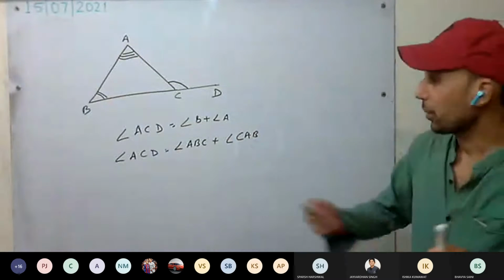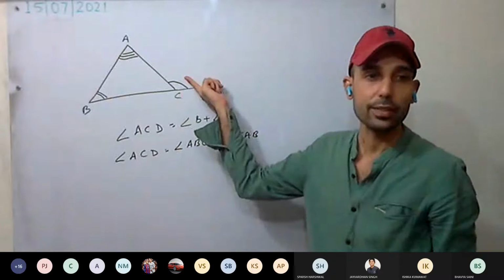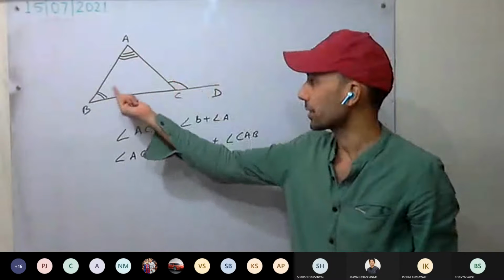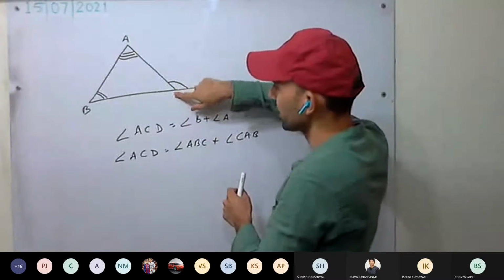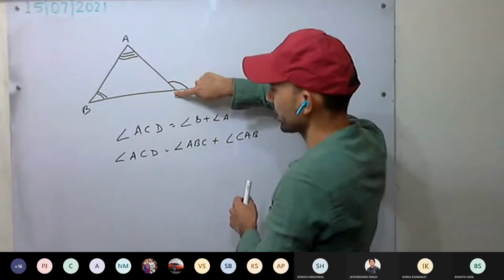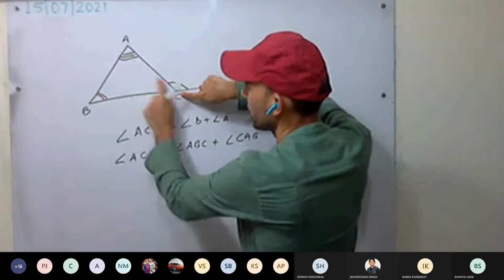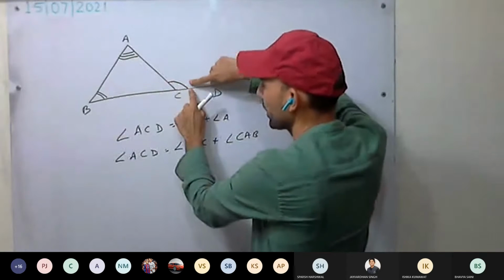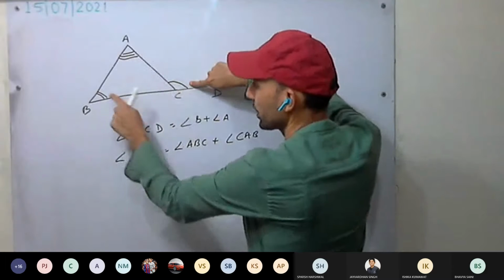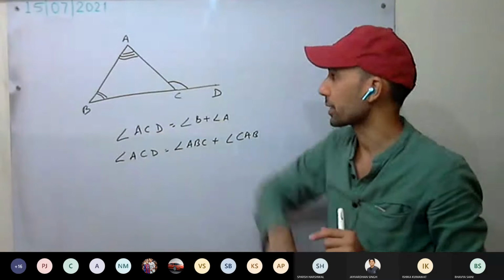So what is the property here? Exterior angle is equal to the sum of the interior opposite angles. At vertex C we are taking the exterior angle. Which are the opposite angles to this one? This and this. These two are the opposite angles. So the exterior angle equals the sum of the interior opposite angles. Is this clear?